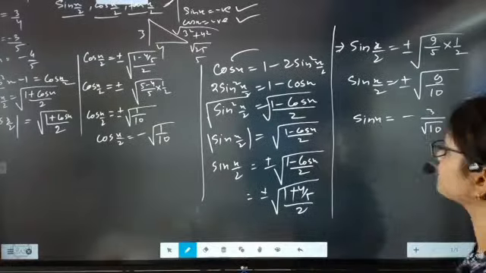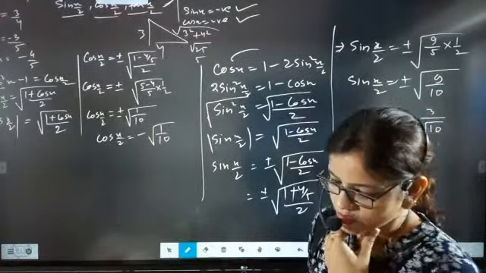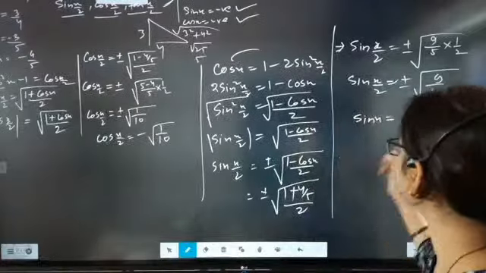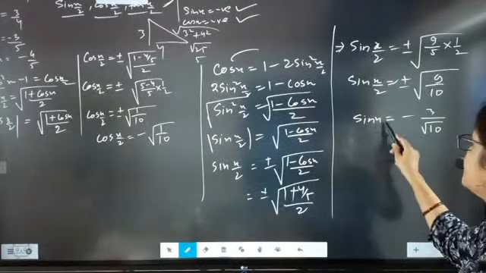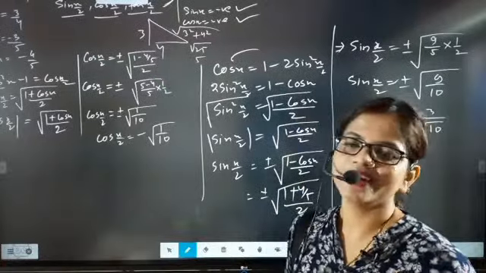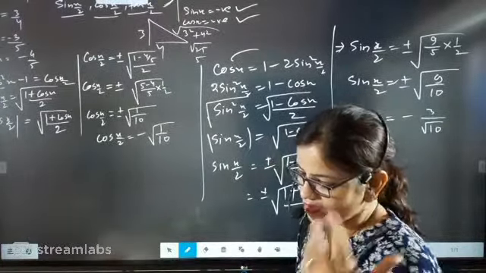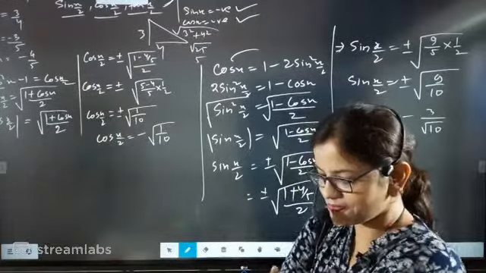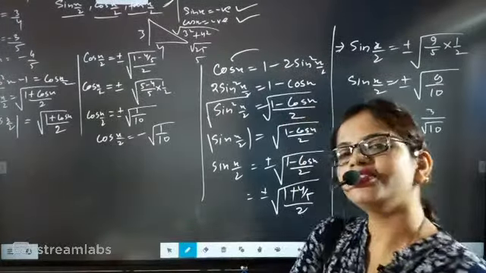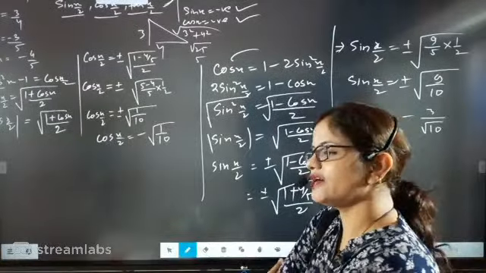Now, beta, the most important part here: we got sin x by 2 and cos x by 2, now tan x by 2. Beta, it is in the third quadrant, so will the tan value be coming positive or negative? Just tell me. Positive or negative, tell me. And will the sin value be coming positive or negative, tell me.